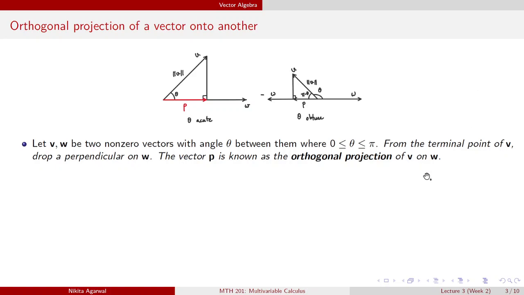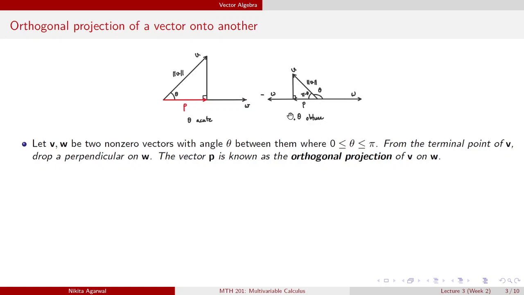So, what is the orthogonal projection? From the terminal point of V, which in the left hand side picture is this point, the end point of the vector V, drop a perpendicular on W, which is what we have done. And this vector that you see in red is the vector which starts from the beginning point of V and W till the point where this perpendicular hits the W vector. So this vector P is known as the orthogonal projection of V on W.